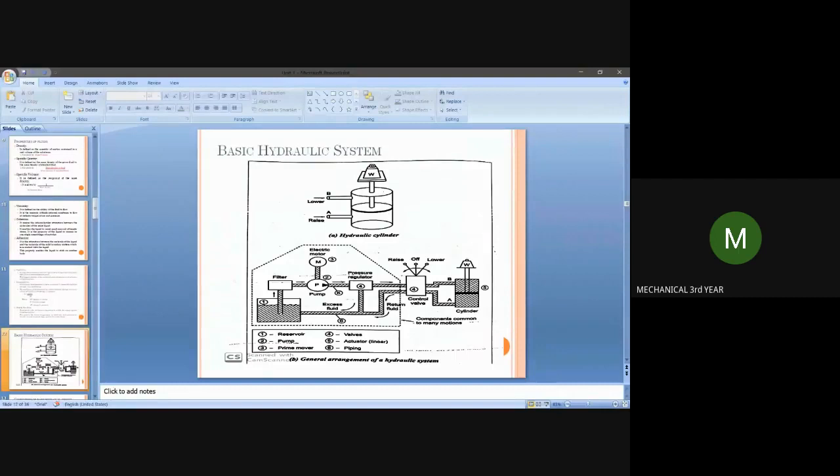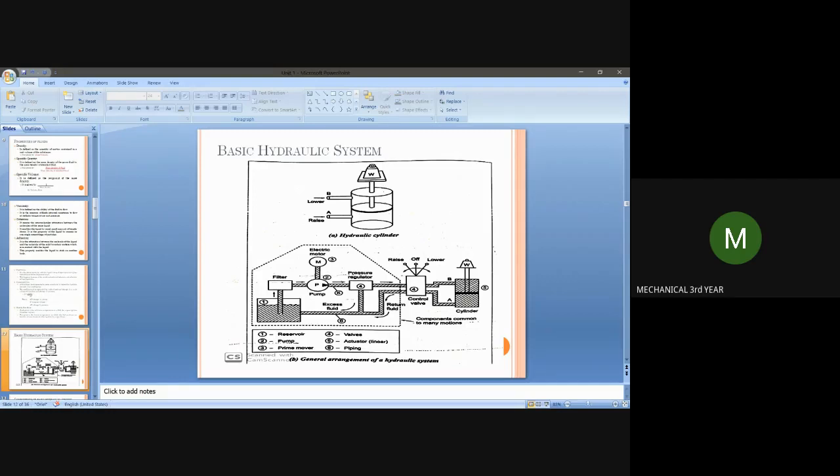First is the reservoir. The reservoir is connected to a filter, then a pump and an electric motor, and then a pressure regulator. Here we have control valves, and finally an actuator. We'll discuss each one by one. The first thing is the reservoir.